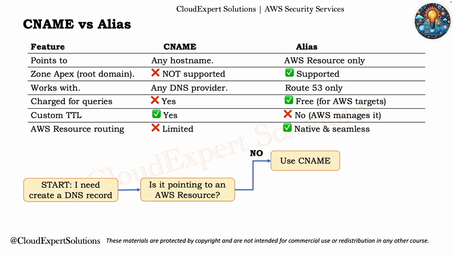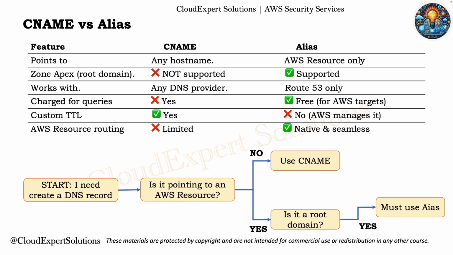If your answer is yes, then the second question: is that the root domain? If yes, you must use alias. No debate, no alternative, because CNAME simply won't work here. If the answer is no, then also you should use alias, because AWS recommends that. Now I would request you to bookmark this decision flow. It's going to save you both in real AWS projects and your certification exam.